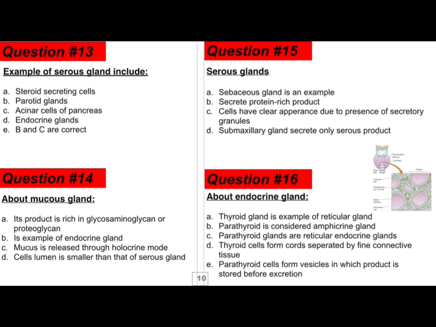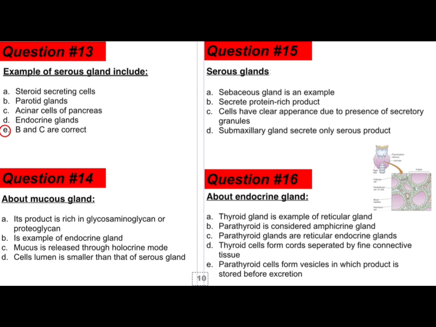So question 13, examples of a serous gland include A, steroid secreting cells, B, parotid gland, C, acinar cells of the pancreas, D, endocrine glands. Option E states B and C are correct. And option E is the correct answer. Serous glands, remember, are exocrine glands that secrete enzymes. So examples of serous gland, we have parotid gland and acinar cells of the pancreas, correct. Serous glands, as we said, are exocrine glands, so option D, of course, is wrong. And it's not A because steroid secreting cells are endocrine gland also.